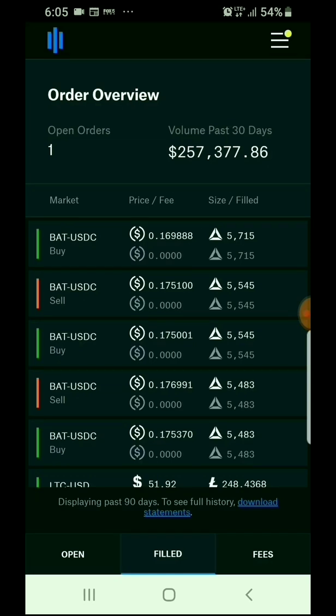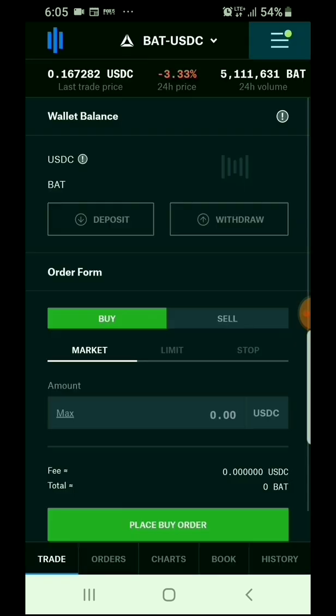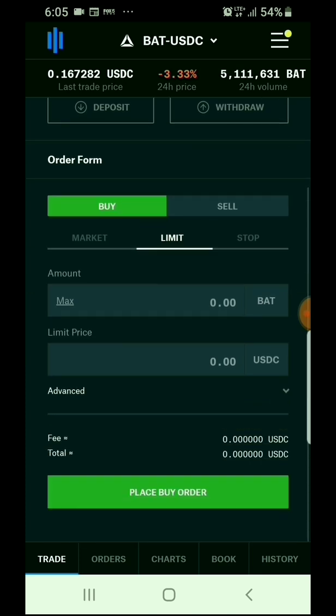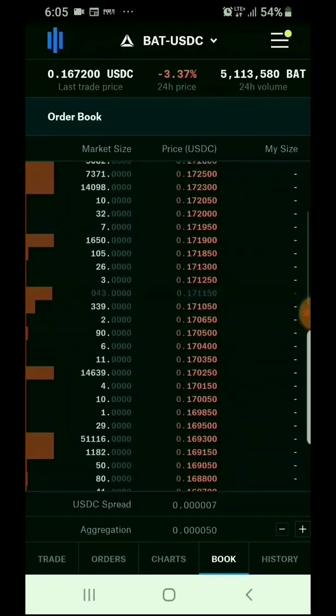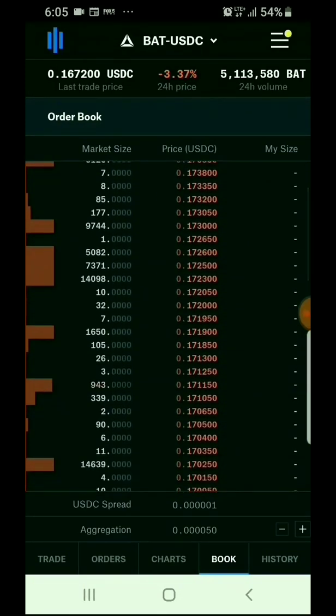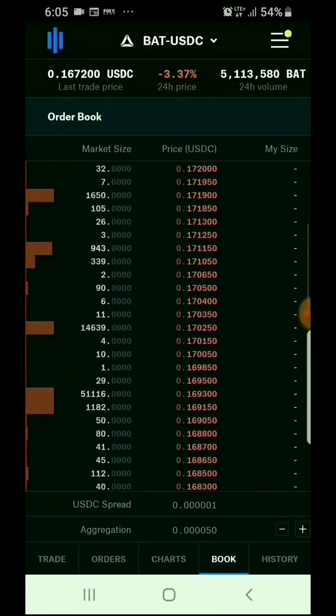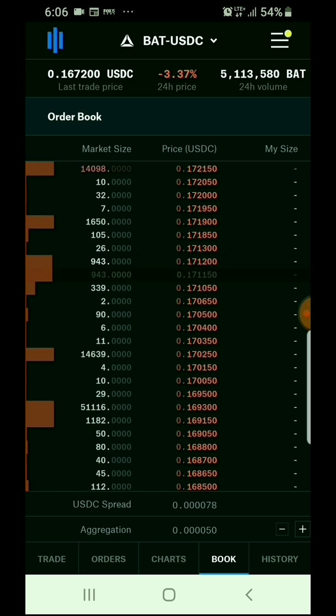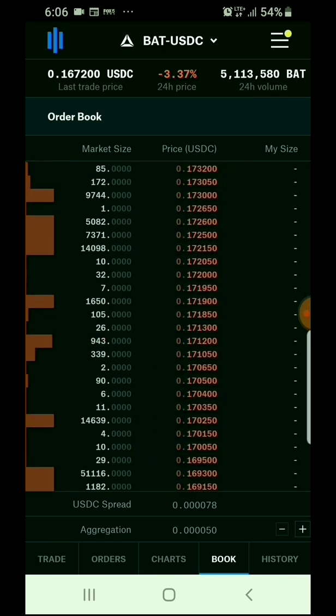I bought at 169.888. So I need to sell it for more than 169.888. Now, one thing I kind of learned or noticed over time, you'll pick up little things. You see how some of these numbers are flashing? If you look at the two columns, the numbers that are in white, you notice that these numbers are flashing. These are orders that are being moved around either by people or by bots.